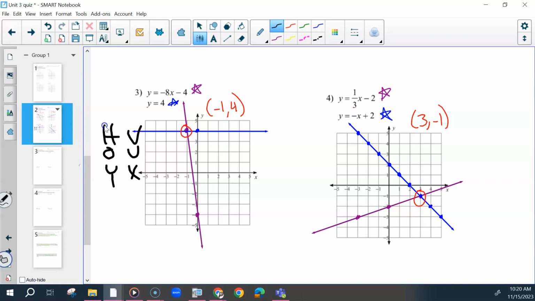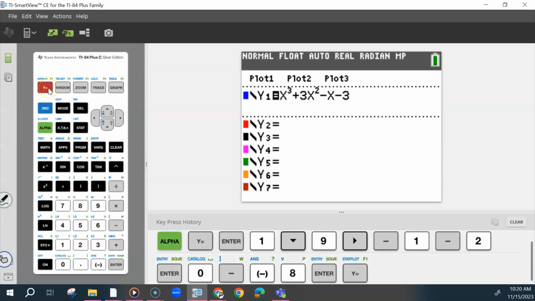And then graph both of these. Solution at 3, -1. For the graphing piece, if you're not sure, you can always put this into y equals. I also should have had a quiz in front of me so I see what I'm doing. So let's say I put in just one of these.